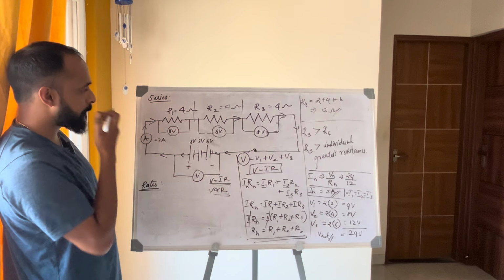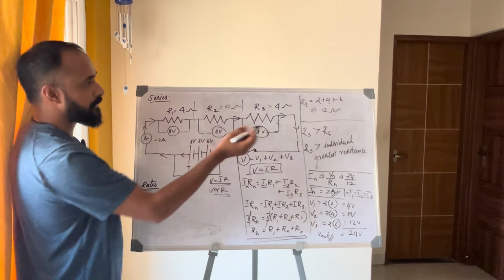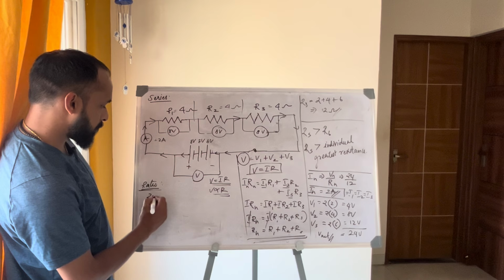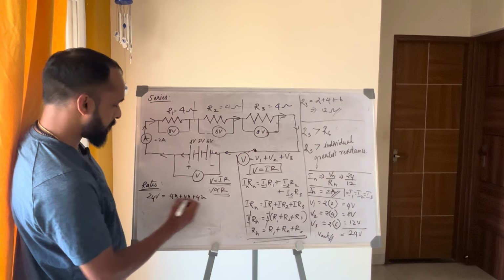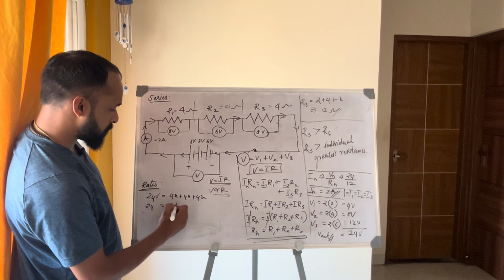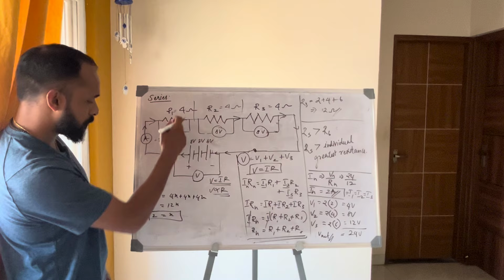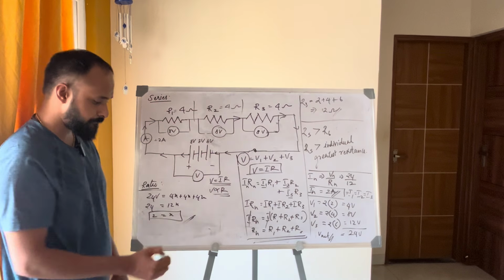V is equal to IR. So the net resistance will be 4 plus 4 plus 4, which is 12 ohms. So if we take 24 volts equal to 4x plus 4x plus 4x, you get 24 equals 12x. So x is equal to 2. Again 4 2s are 8. That's it. Is it clear?